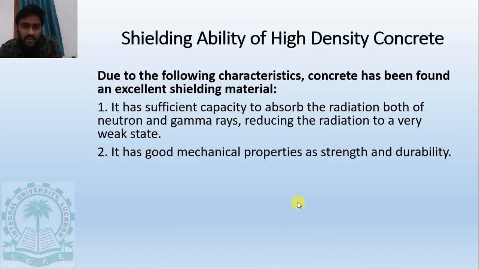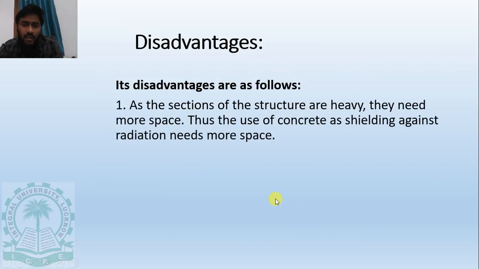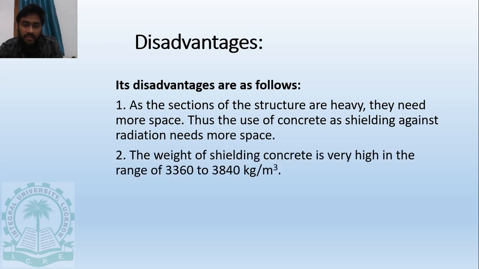So how does it shield? It has sufficient capacity to absorb radiation, both neutrons and gamma rays, and it has good mechanical properties such as strength and durability. And obviously in green state it can be molded into any shape, and the initial and maintenance cost of concrete is low. It has some disadvantages also, like the sections which are constructed in these structures are very heavy and they need more space. Okay, and obviously due to the heavy weight, the handling is also difficult.